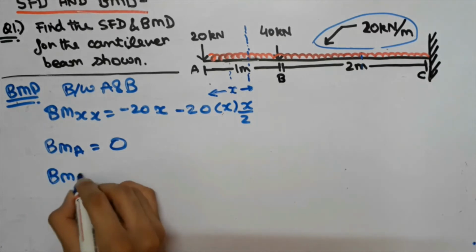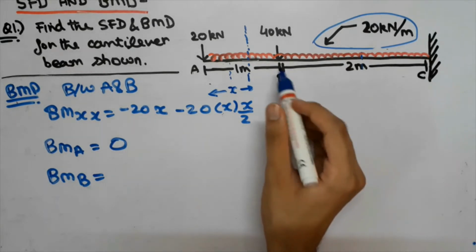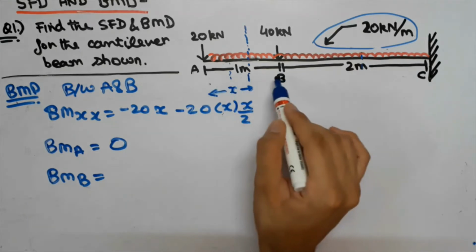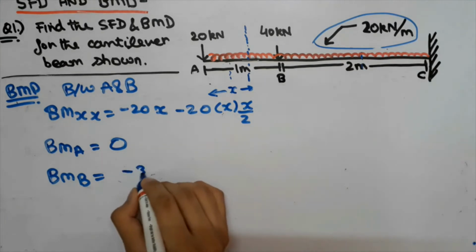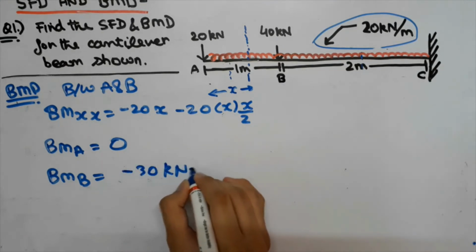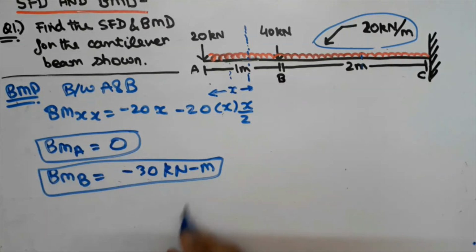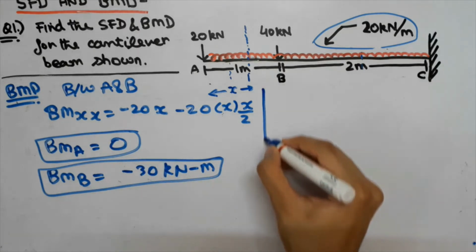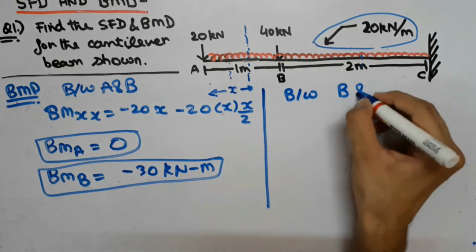Now we will similarly find the bending moment at B. Now guys, we can see that the distance of point B from the starting point, from where we started to find our forces, is 1 meter. So we will replace x by 1, and from there you will get minus 30 kilonewton meter. And please see that the units are also different, as now we are multiplying the length also along with the forces. Now guys, similarly we are going to find the BMD between points B and C.